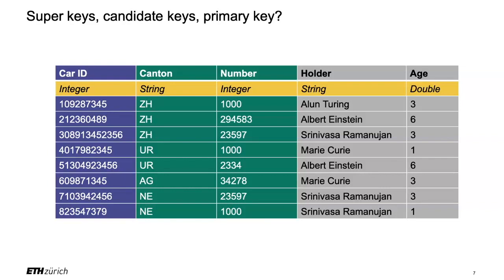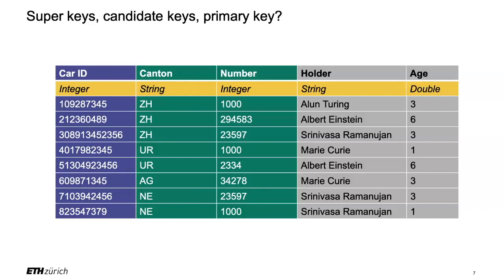Now, what is a candidate key? It's a super key, but it's a super key so that you cannot remove anything, right? So you see that car ID is a super key, car ID and number is also a super key, but do you see that if I take car ID and number, you can remove things, you can remove number, right? And then it's still a super key. That's the reason why it's not a candidate key, right? It's basically too large.